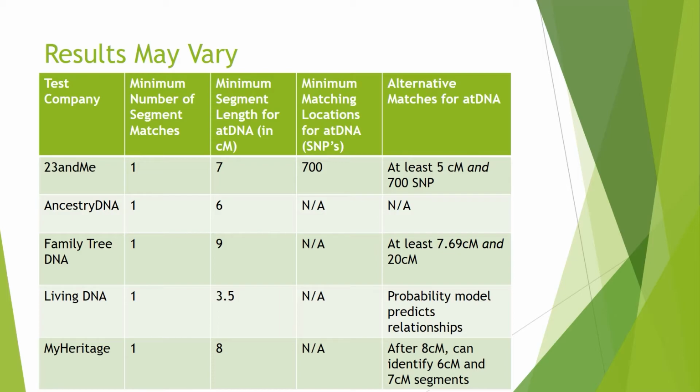DNA length is measured in units called centimorgans. It's abbreviated with a lowercase c and an uppercase m. According to the National Human Genome Research Institute, 1 centimorgan translates to approximately 1 million base pairs of DNA sequence in the human genome.